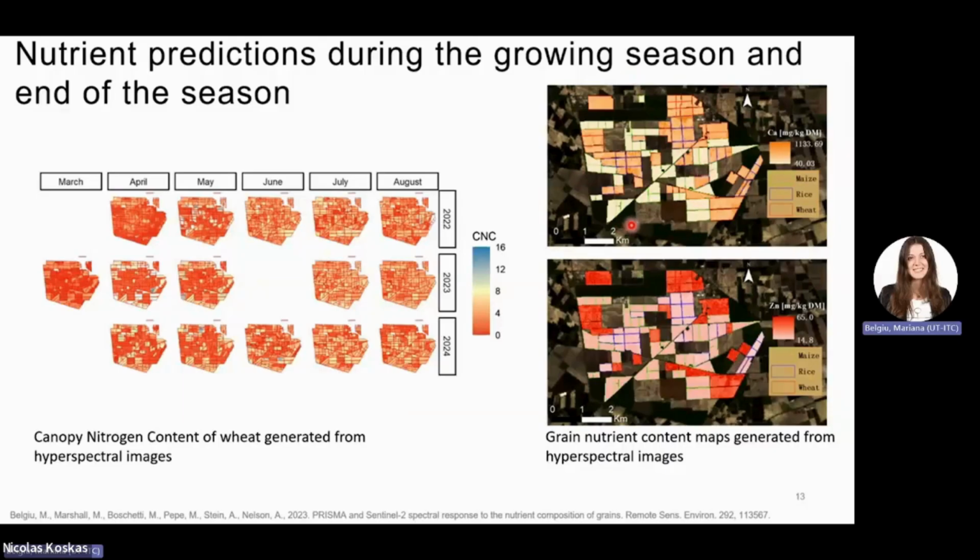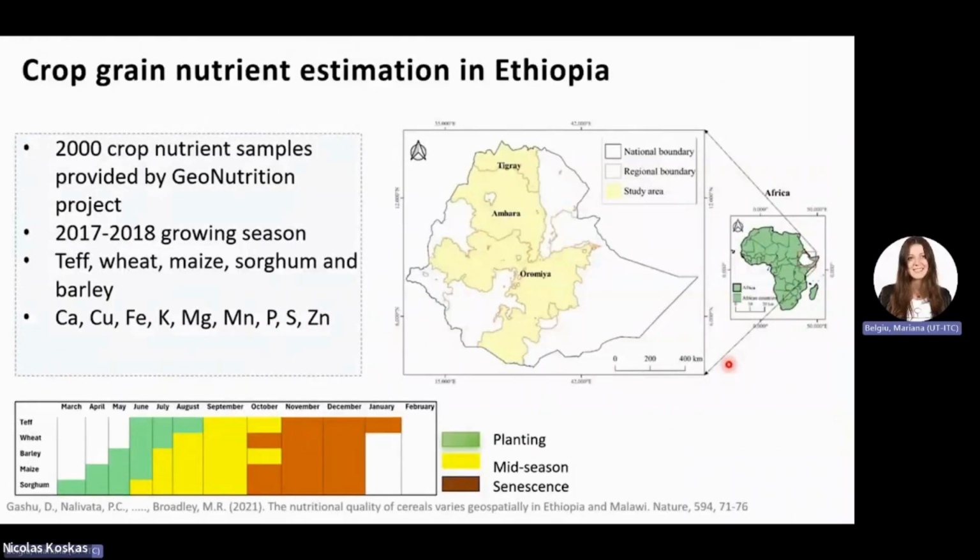So at the farm level, for each of the fields that we know is cultivated with either maize, rice or wheat, these are our target crops, we see the spatial variations of, in this particular case, calcium, and we have similar maps for a lot of elements, including, for example, zinc. So this was an example of how we use satellite images to do the assessment of the monitoring of the nutrients in the soil, in the plants, and also in the grains.